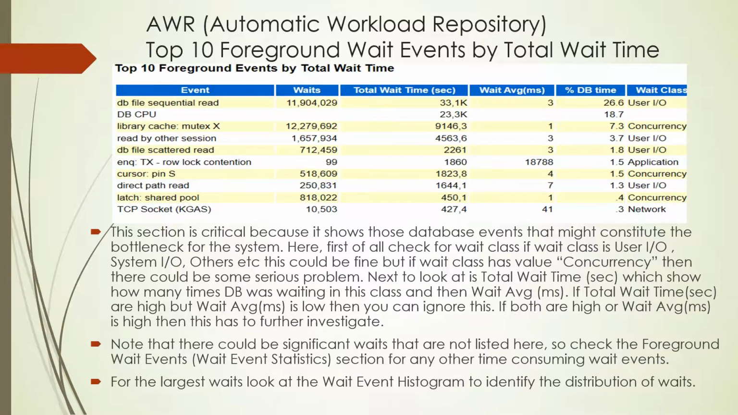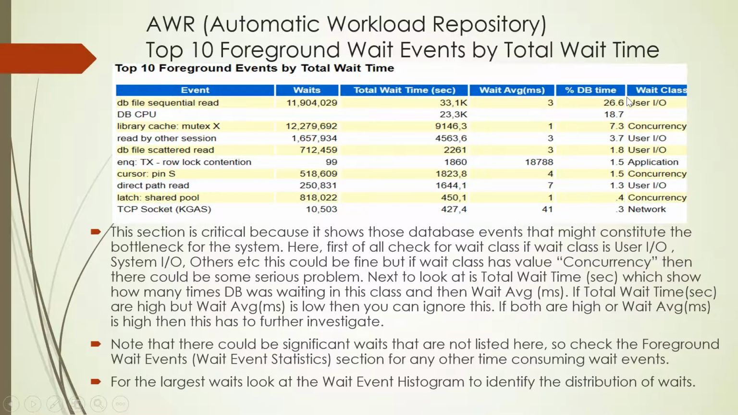events. You can see this section is also critical because all the events that might constitute the bottleneck for the system, all the foreground events, are listed over here. So in this particular example, you should always look for the top event. What is it? DB file sequential read, and the wait class is user IO. So this is an important thing.